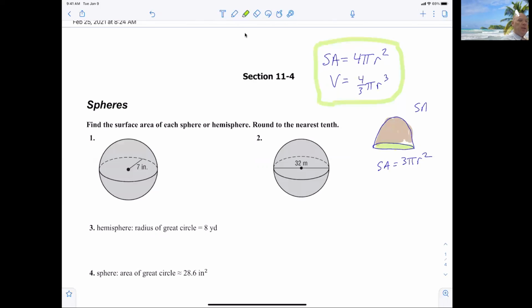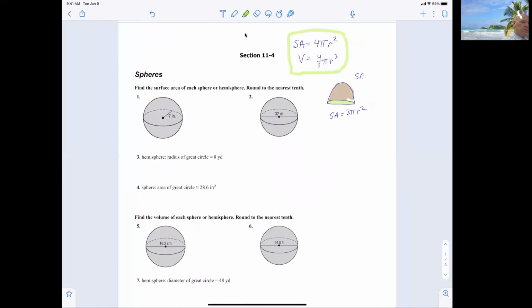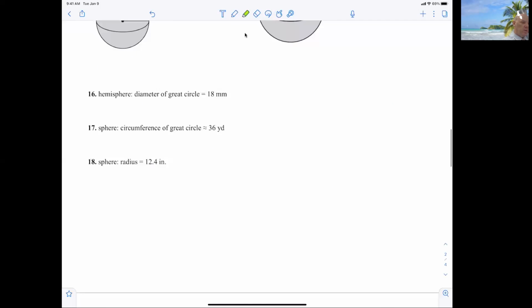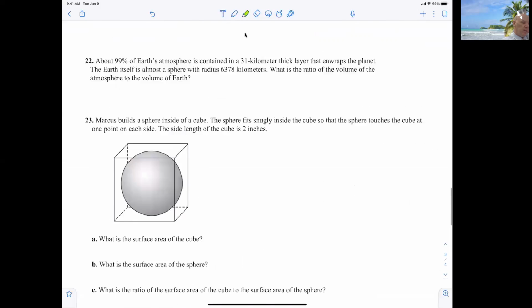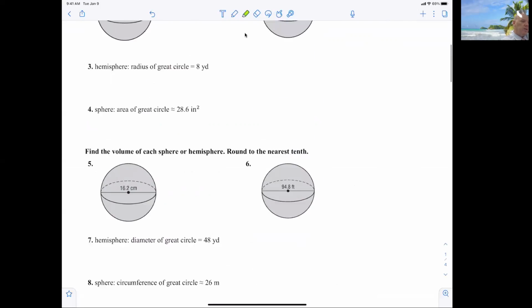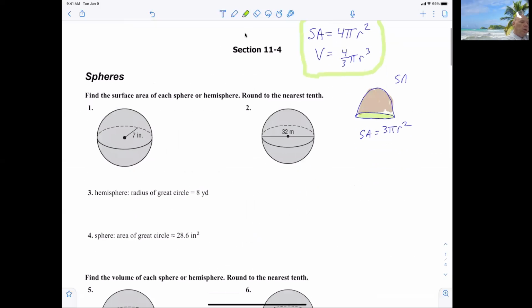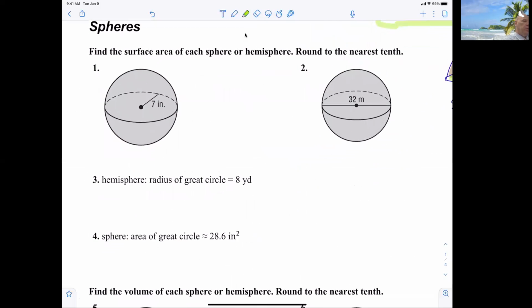Now with that being said, very easy day. Let's just knock this stuff out real quick. Number 1, I want the surface area. 196 pi inches. 196 pi what? Inches squared.